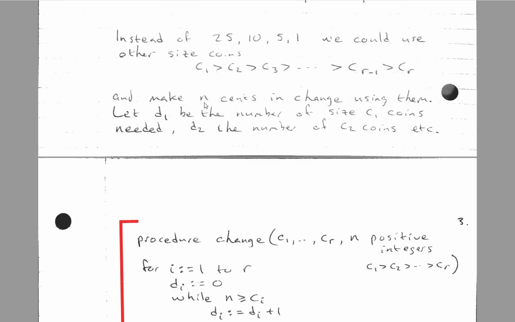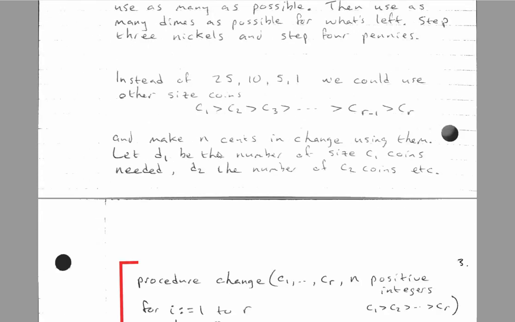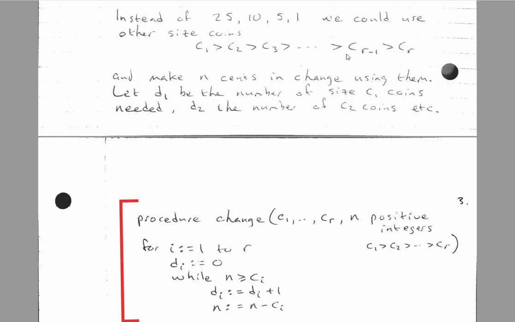Okay, so again, we want to make change for n cents. And the solution tells us the answer we're looking for: how many of these C1 coins should we use? That'll be the number D1. How many of the second type of coin, C2, should we use? That'll be the number D2 in the output. D3, down to using DR of the CR coins.